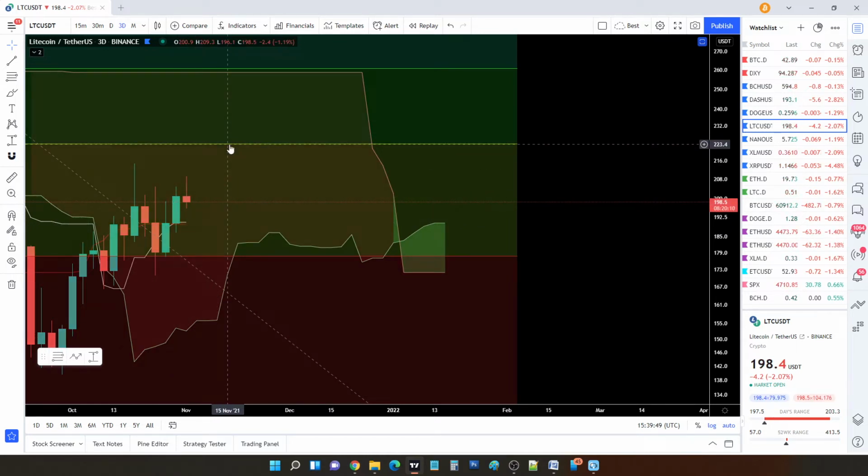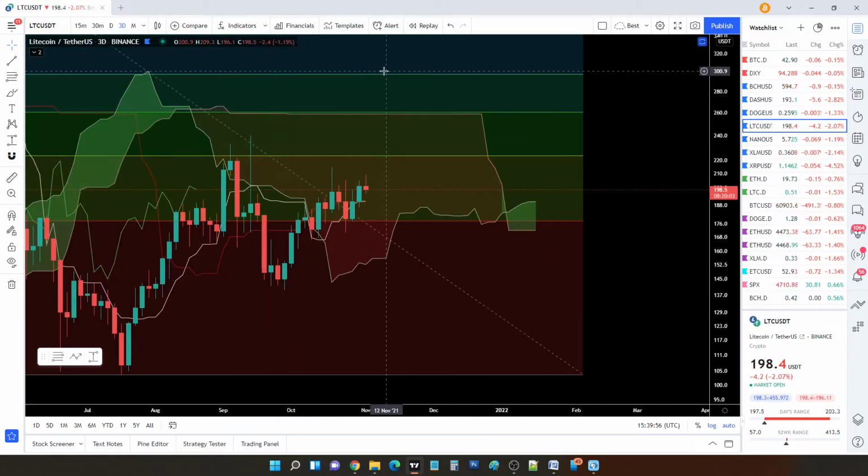So the next level to look out for would be $223. Once we flip this level, the next level to look out for would be somewhere around $260. After that, $300 Litecoin would become a reality.